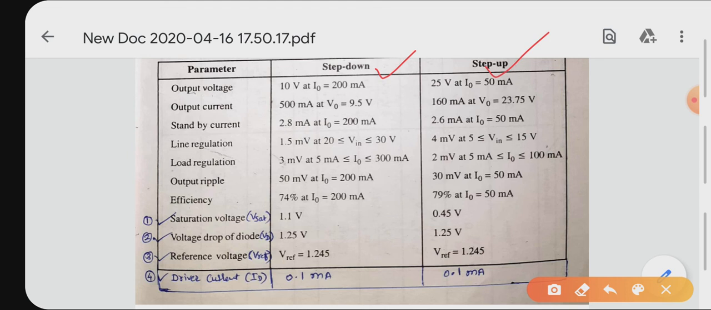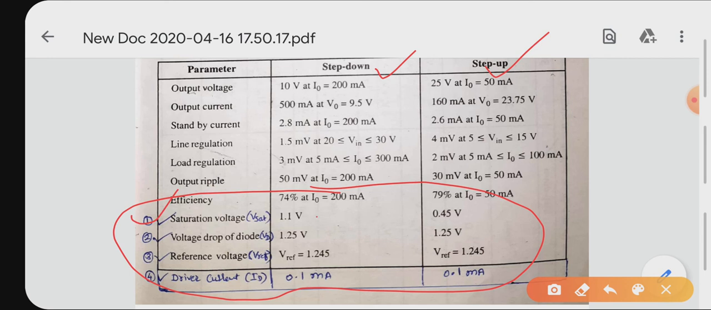So out of all these important parameters, I have mentioned these four important parameters you have to keep in mind while solving the problems. Point number one, saturation voltage. For a step down it is 1.1 volt, and for a step up it is 0.45 volts. Other parameters values are same.